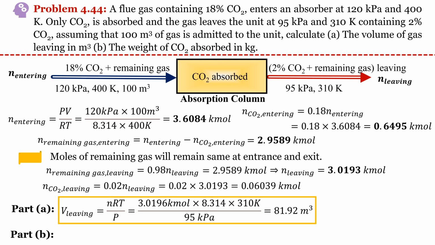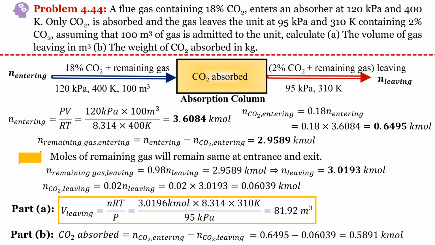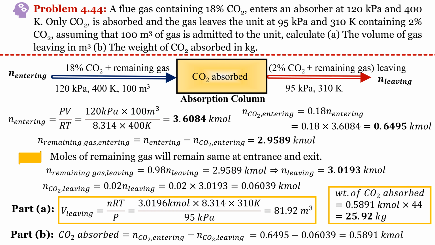In part B, we need to estimate the weight of CO2 absorbed in kg. That we can easily estimate. So CO2 absorbed will be equal to moles of CO2 entering minus moles of CO2 leaving. So it will come out as 0.5891 kilomole. Now we can write weight of CO2 absorbed equal to moles of CO2 into its molecular weight, and it will come out as 25.92 kg.